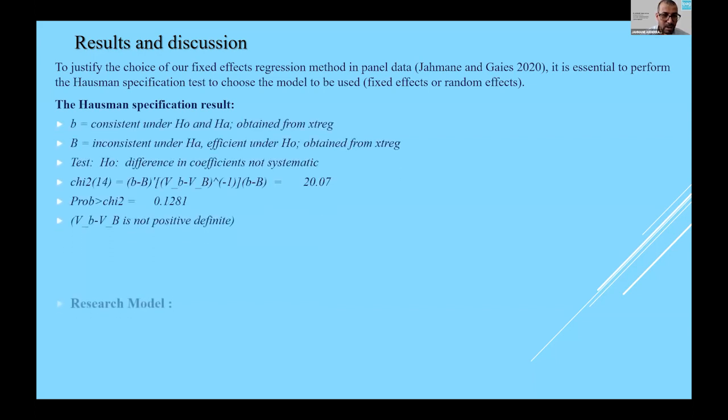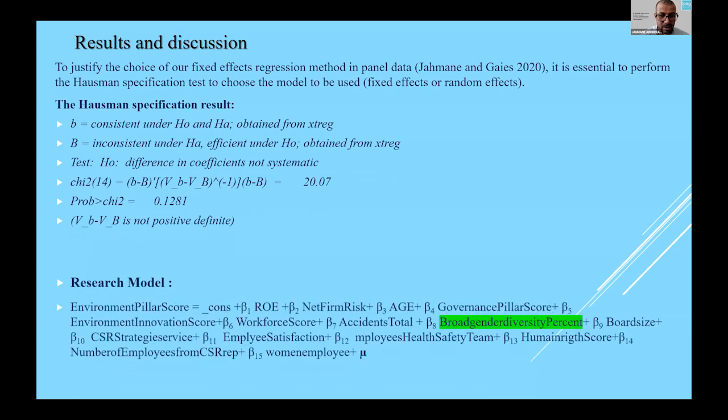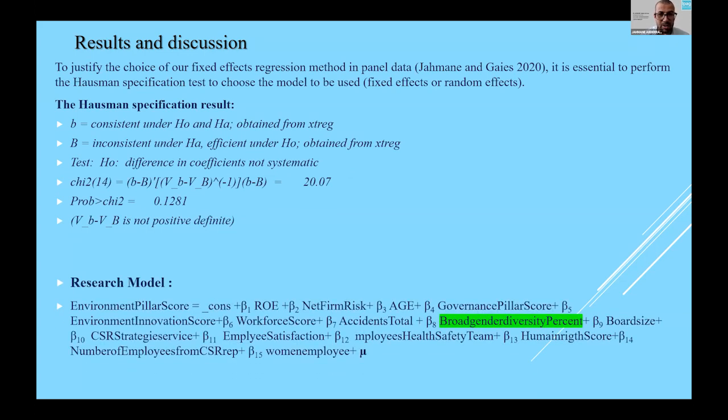So the result of the Hausman test specification, we can see the result. After this result, we must choose the fixed effect, not random. After seeing the Hausman specification result, the Q2 is 20.07 and the probability of Q2 equals 0.118. Thus we can choose the fixed effect regression.